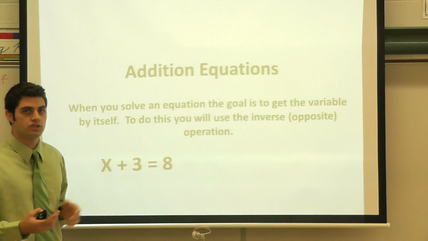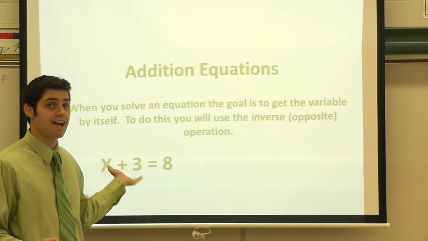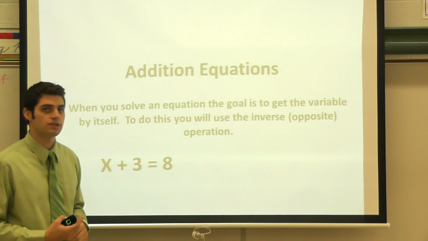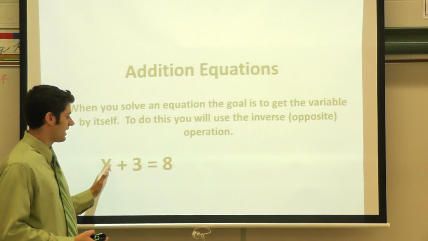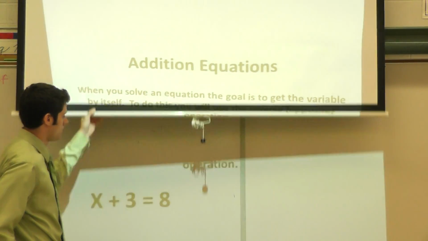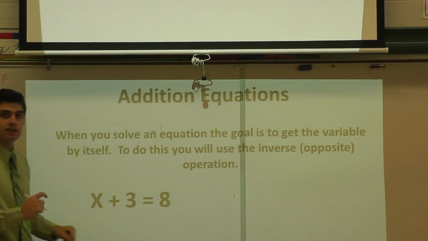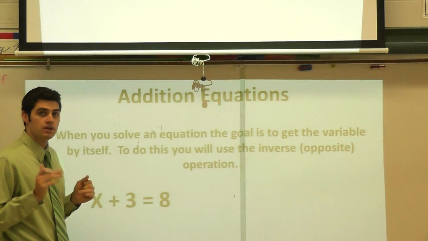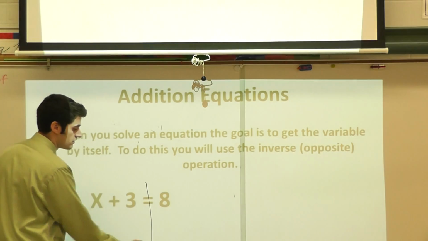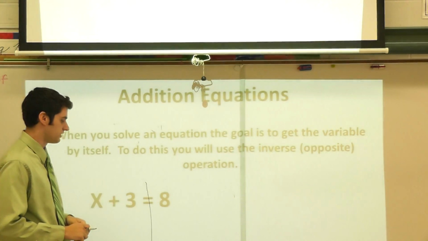Now, in our directions up here, it says that our goal is to get the variable, in this case x, by itself. And to do this, we're going to use the opposite or inverse operation. So we have x plus 3 equals 8. One way that we can solve this is to use that opposite operation. What I like to do to solve these problems is draw a line right down the middle of the equal sign. This helps break your problem up into two separate parts.